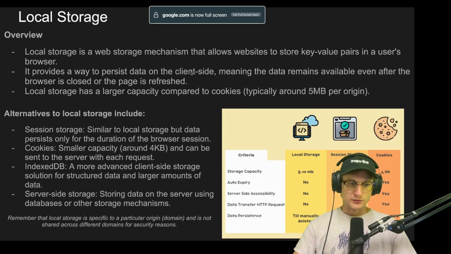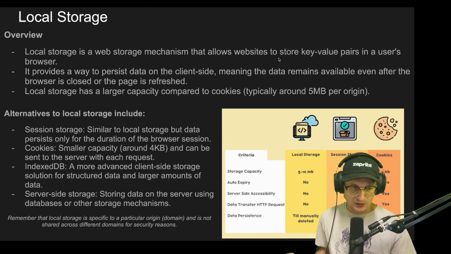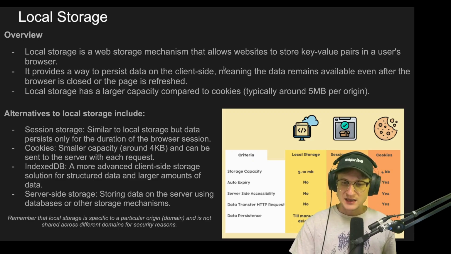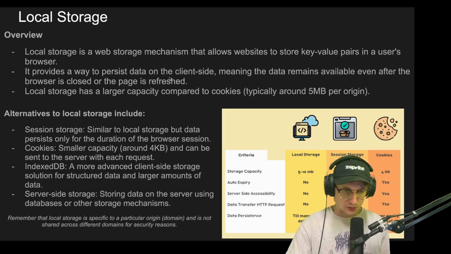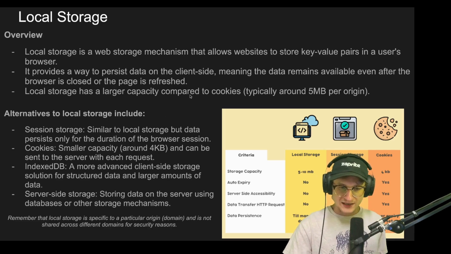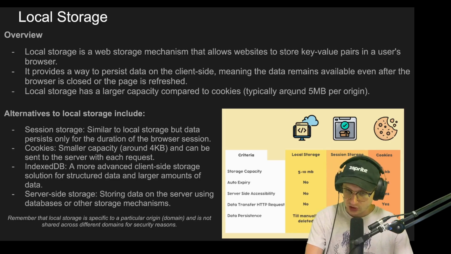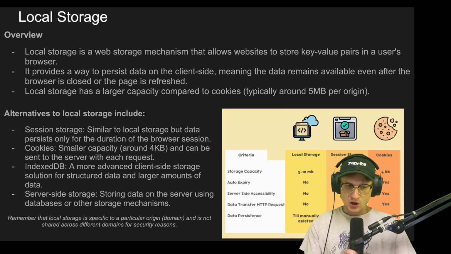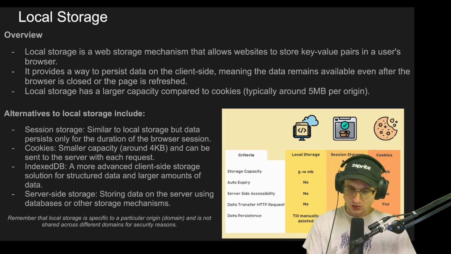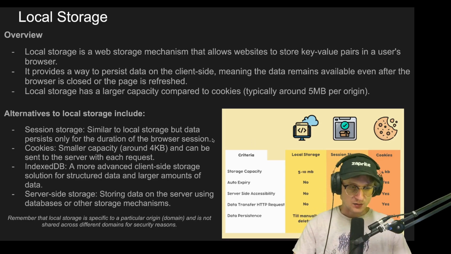Okay, so local storage lets you persist key value pairs across sessions in the browser. It provides a way to persist data on the client side, meaning that the data remains available even after the browser is closed or the page is refreshed. Local storage has a larger capacity compared to cookies, typically around 5 megabytes per origin. So all similar things here: local storage, session storage, and cookies. These are all similar but slightly different mechanisms for persisting data in the browser.